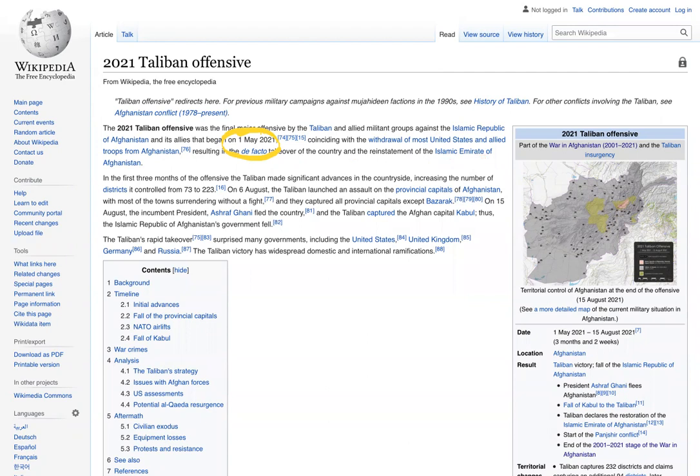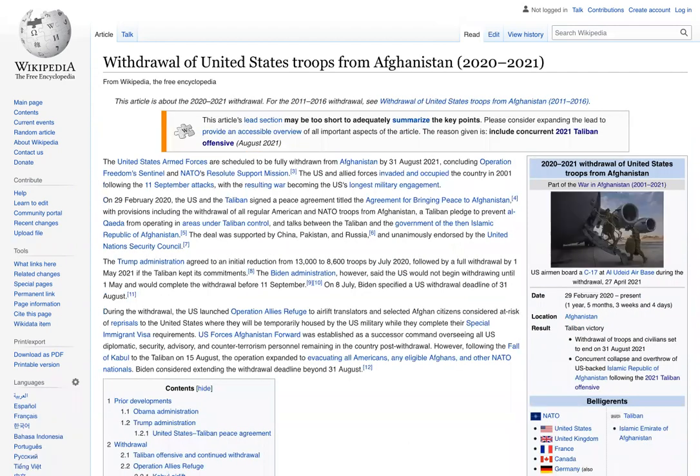Let's understand what the withdrawal of most of the United States and allied troops from Afghanistan meant. The United States Armed Forces were scheduled to be fully withdrawn from Afghanistan by 31st August 2021, concluding Operation Freedom's Sentinel and NATO's Resolute Support Mission. The US and allied forces invaded and occupied the country in 2001 following the September 11 attacks, with the resulting war becoming the US's longest military engagement.